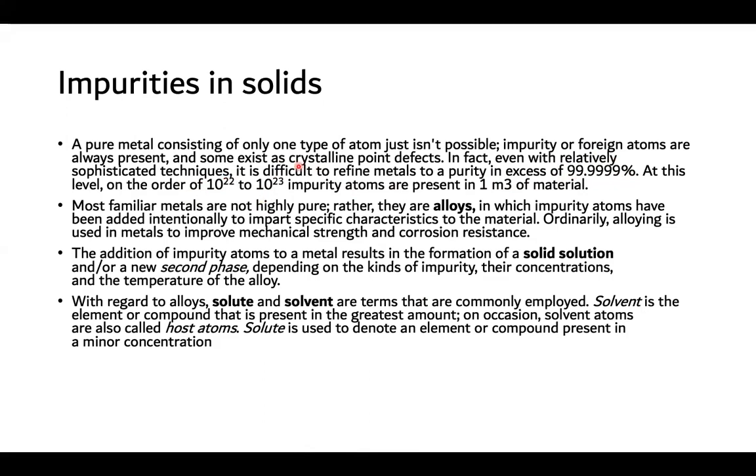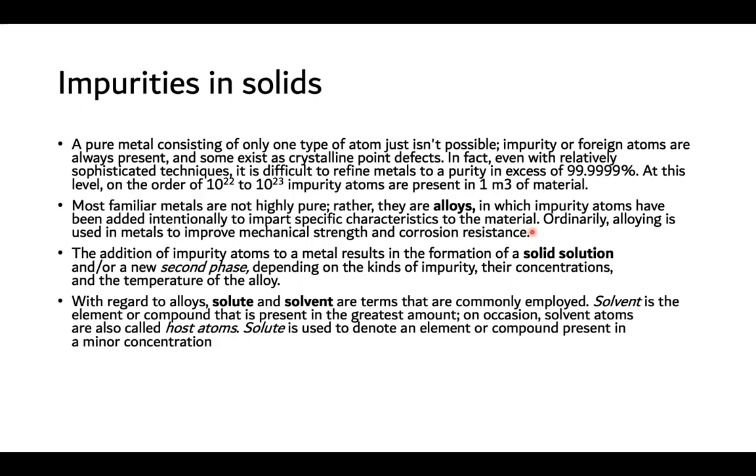But most familiar materials are actually not pure, or we purposely, sengaja, try to make impurities in solids, and impurities in solids are called alloys. These alloys, the impurities in solids, are also called point defects. In alloys, the impurity atom is added intentionally to impart specific characteristics to the material. For example, we add nickel and chrome to steel in order to increase the corrosion resistance as well as to improve mechanical strength.